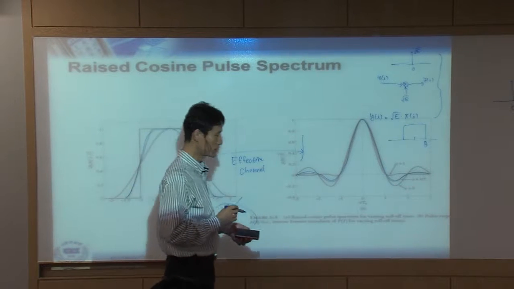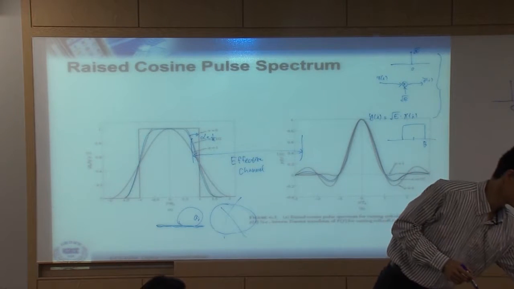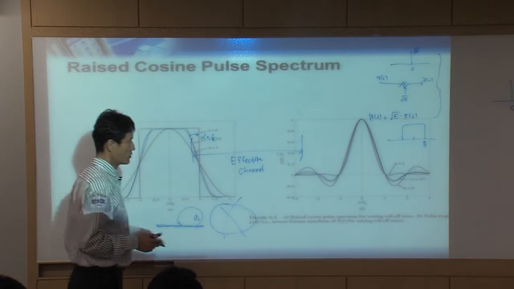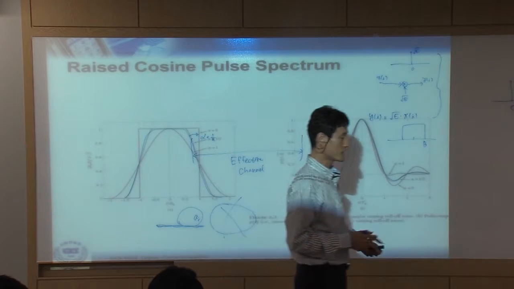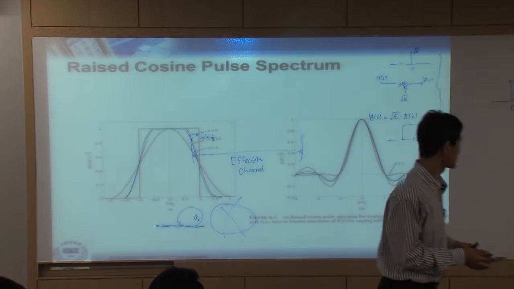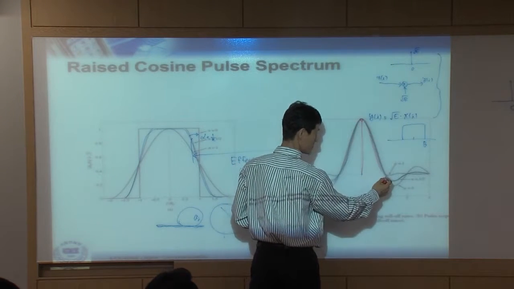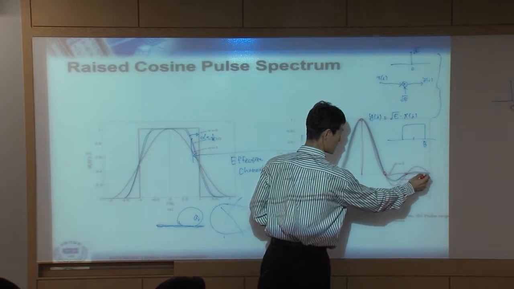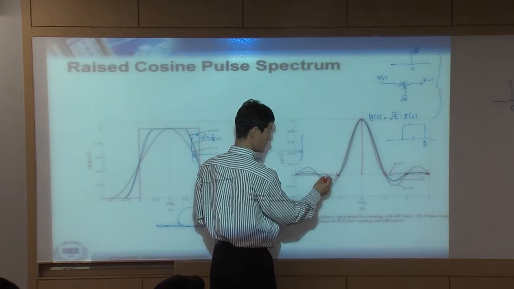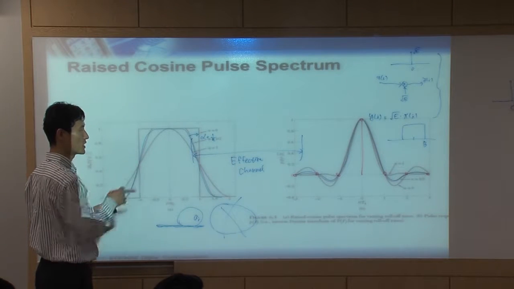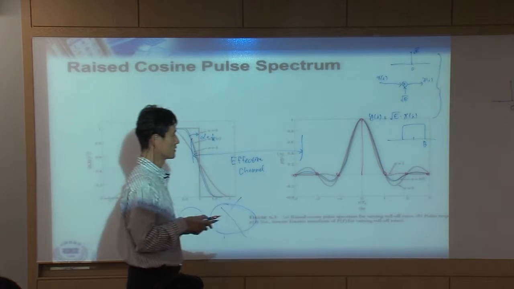Okay? That's the time impulse response in continuous time. Remember, this is just continuous time. If you sample at the right point, let's say you sample it here, here, here, and here, then you can also make this one an ideal system, right?